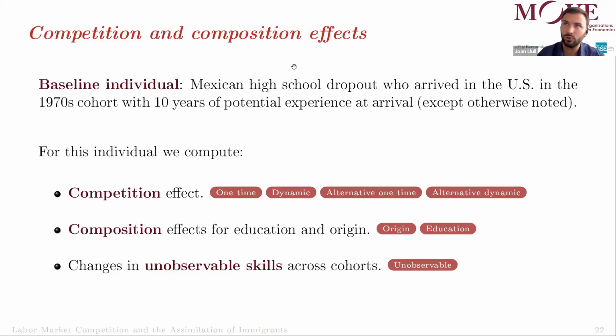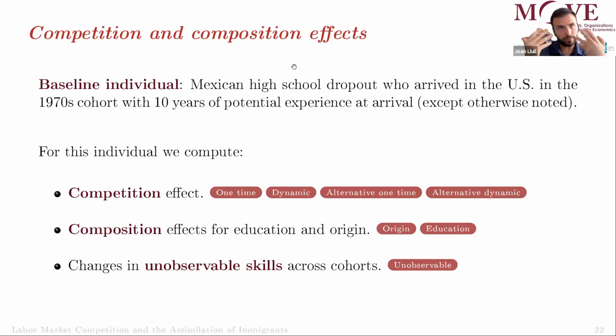It's a Mexican high school dropout who arrived in the US in the 1970s cohort, except when we changed the cohort, which is what I'm going to show you now, with 10 years of potential experience at arrival. Then with that, we compute what happens if you remove the competition effect for this individual, either as a one-time increase or with the dynamic mechanism that I explained before. The graphs are there, I'm not going to show them.